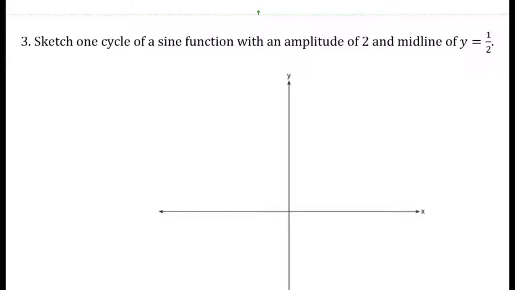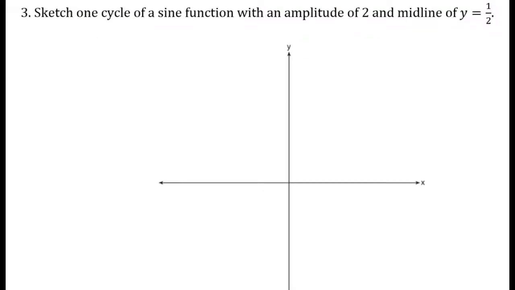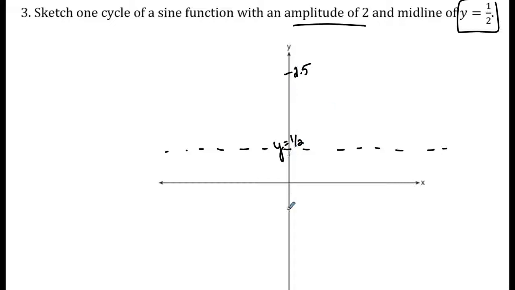Sketch one cycle of a sine function with an amplitude of 2, so I'm going up and down 2 from y equals a half. I'm sketching this so I can do whatever I want here. That's a half. So I'm going up 2 to 2.5, and I'm going down 2. If I'm taking 2 away from a half, that brings me down here to negative 1.5.